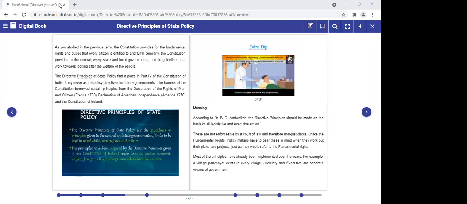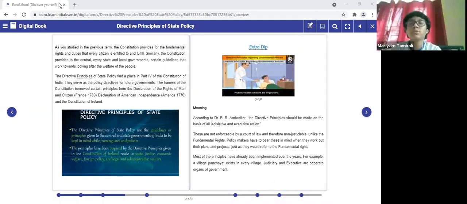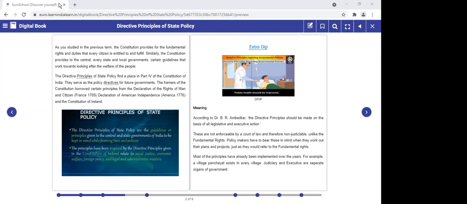And how many courts do we have? District court, high court, and Supreme Court. And among all these courts, which is the most powerful one? Supreme Court.